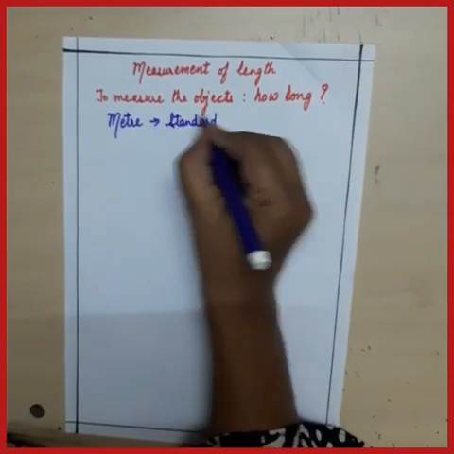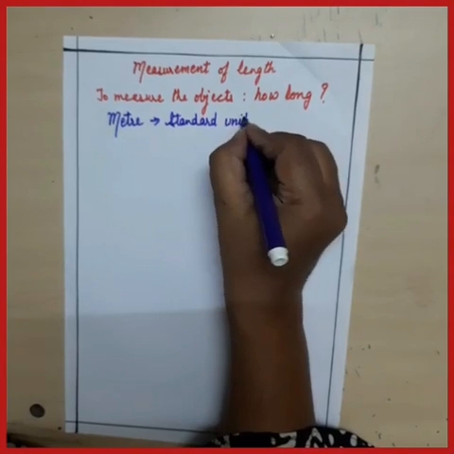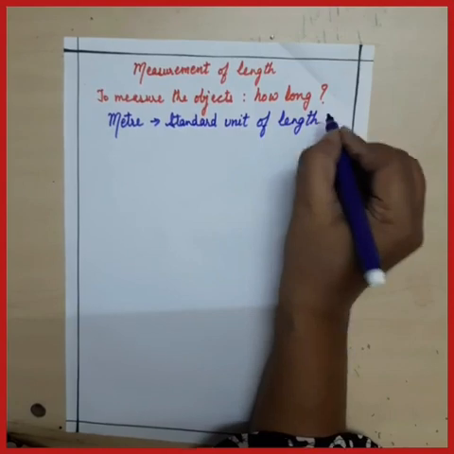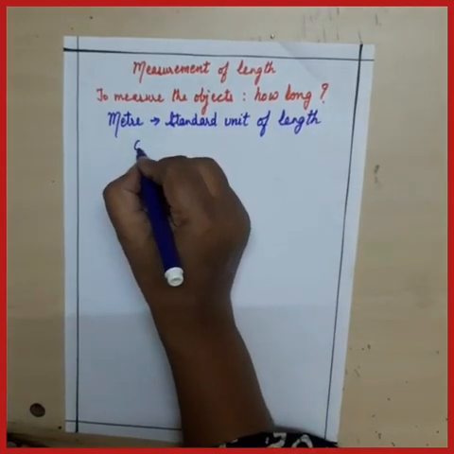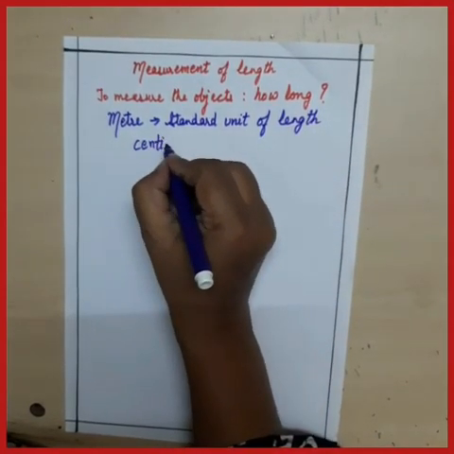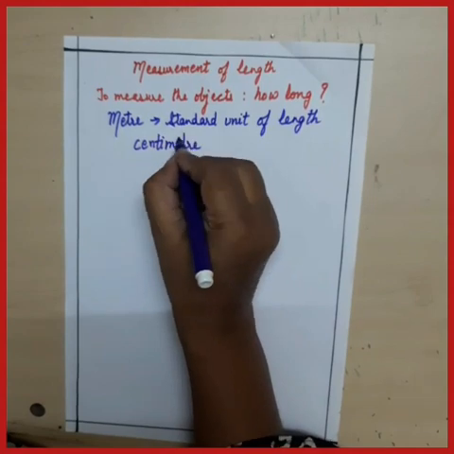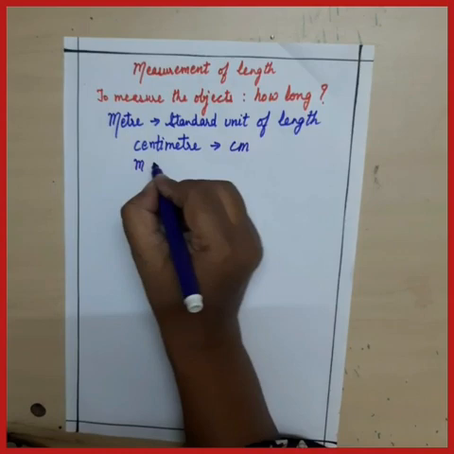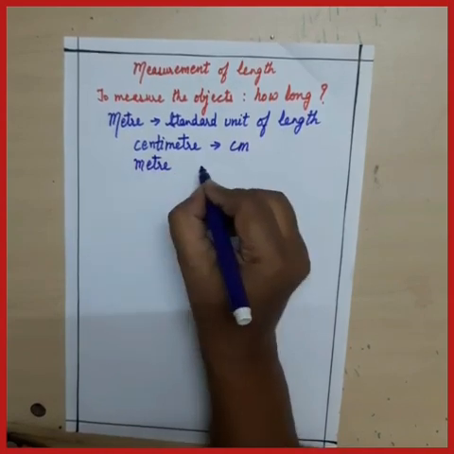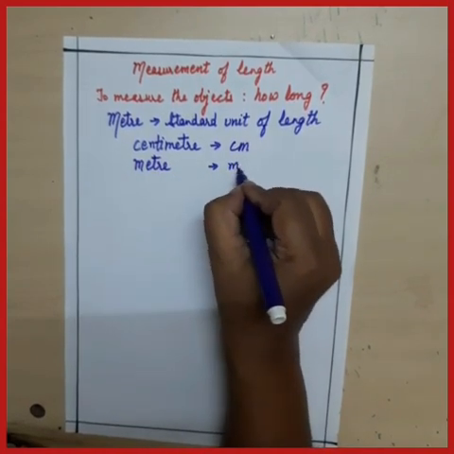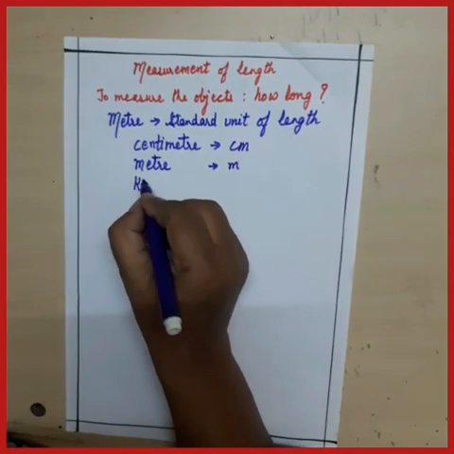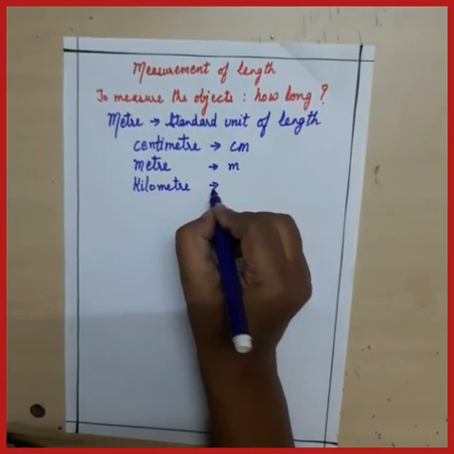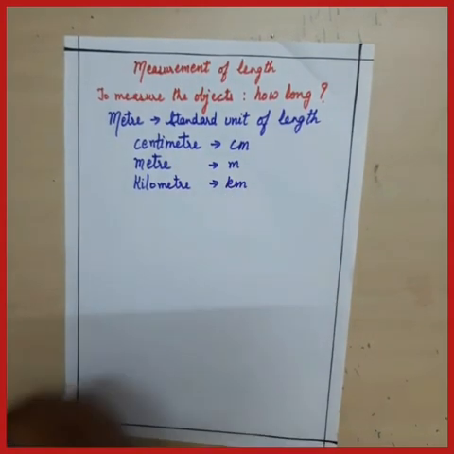Now in our class we have 3 units that are being introduced. They are centimeters, which is denoted by cm. Then we have meters, which is denoted by m. Then we have kilometer, which is denoted by km.